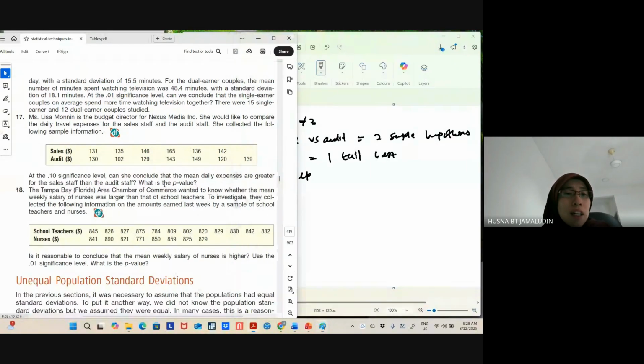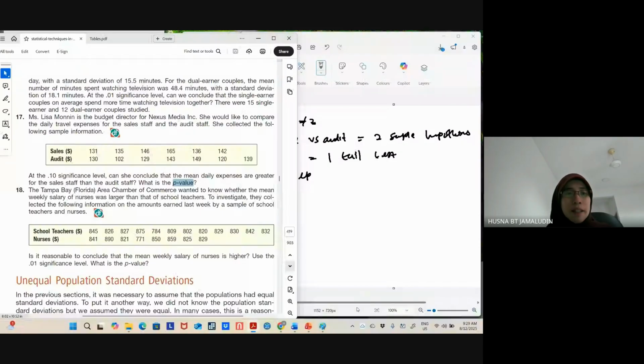And the question even asks you, on top of using the 6 steps, what is the p-value? P-value, remember I mentioned in the previous chapter how to find the p-value? Okay, you're going to have proper steps. And in this chapter as well, there is also a section on how to find the p-value. It will be the same step. Okay, you have to follow the steps.